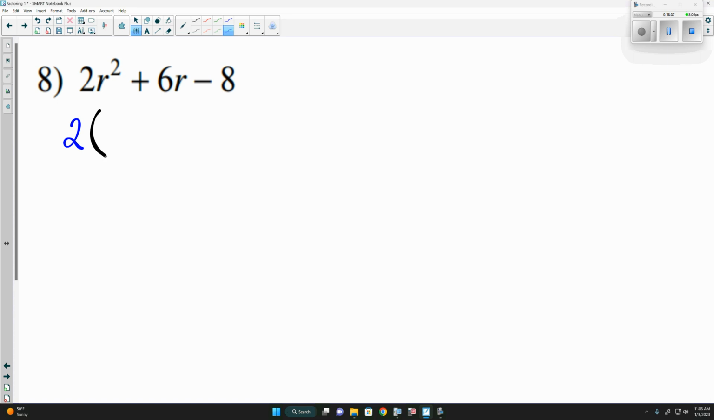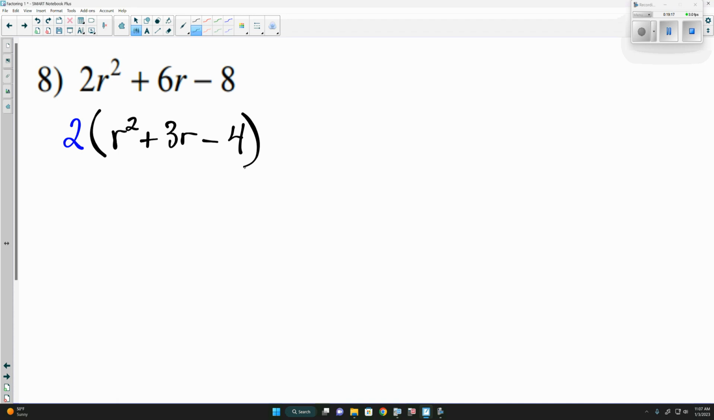When we factor a number out, we're essentially dividing every term by that number or term. So here, 2r squared divided by 2 is just r squared. Plus 6r divided by 2 is 3r. Minus 8 divided by 2 is 4. Now there is a problem on the homework where the only thing we can do is factor out a greatest common factor. It does not mean that it's not factorable. It just means that all we can do is factor out the greatest common factor, and then this would be the answer.